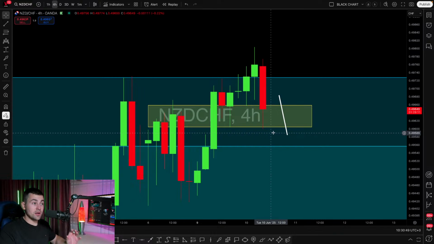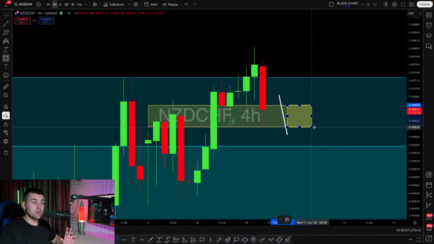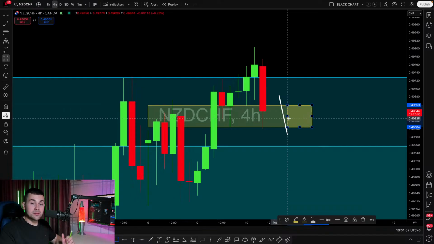So if a 4-hour candle closes below that yellow support, after violation it will turn into resistance. And that will be a very perfect area for you to sell. That will be the zone where you can set your sell limit order and anticipate a bearish continuation then.